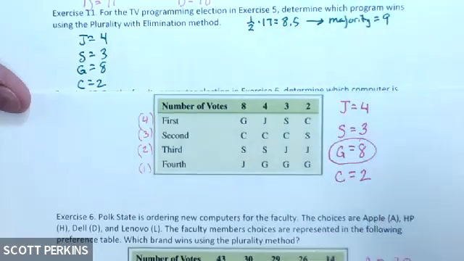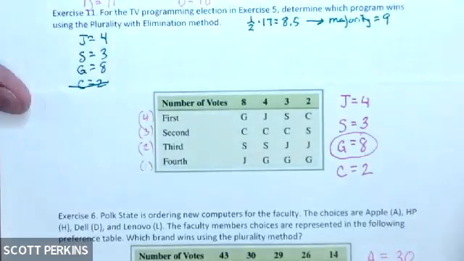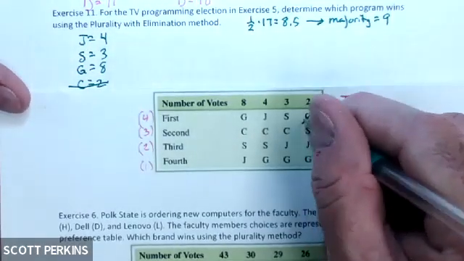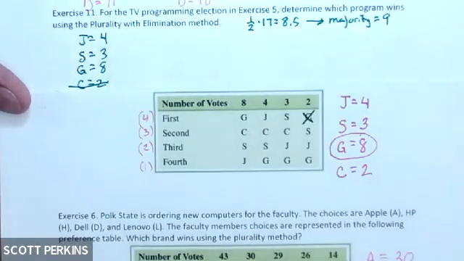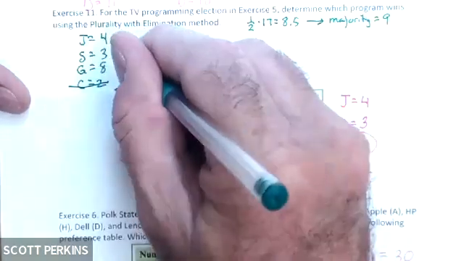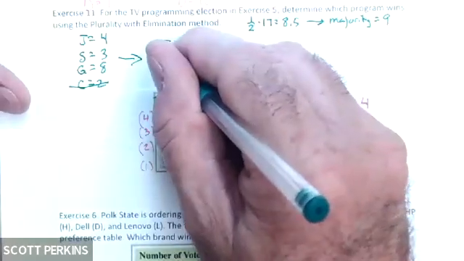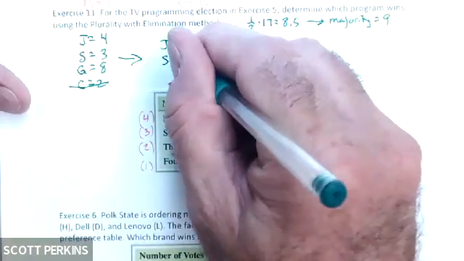Okay. Well, no one quite got 9. So who am I eliminating from this election? See you later, Cheers. And so I'm going to get rid of those 2 votes. Who gets those 2 votes? S does. S gets those 2 votes. So let's redo the totals. Jefferson stays at 4. Seinfeld gets the 2 votes for 5.